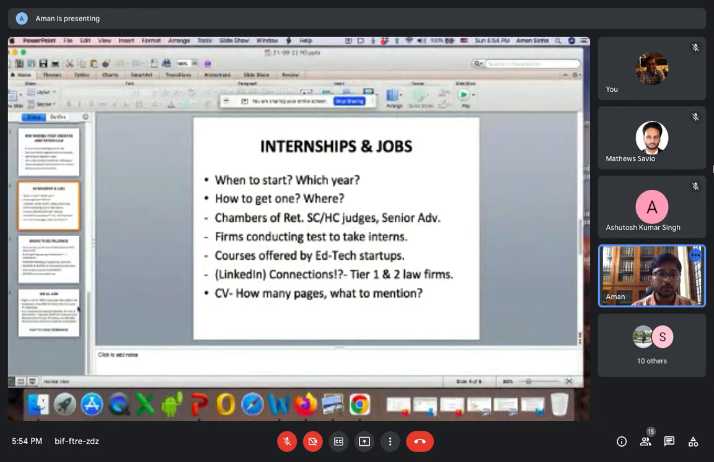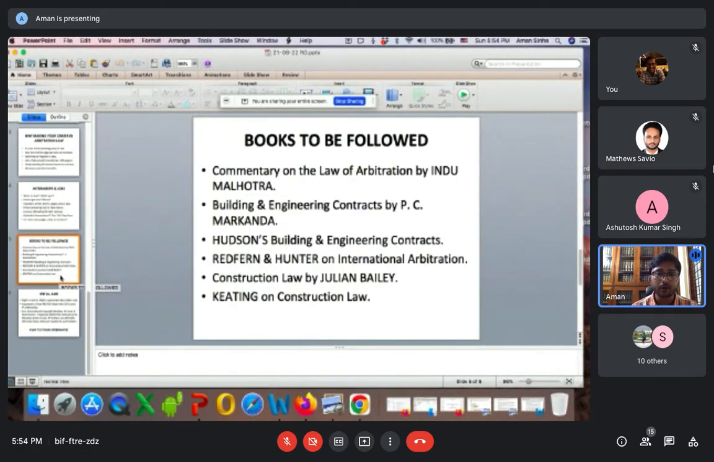So this is it, and books to be followed. There are many books. I've just given an example. So this Indu Malhotra book is very important. It's a basic book. And Building and Engineering Contracts, PC Markanda.